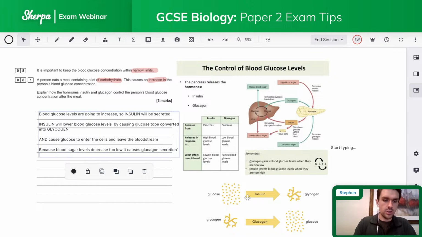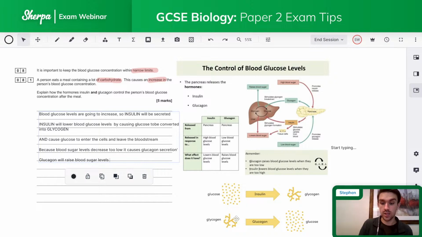And what does glucagon do? Well, we've just said glucagon will raise blood sugar levels. And again, we can explain why. We can say that it converts glycogen to glucose so that it can be released back into the bloodstream. Okay, so a good little bit of revision. A tricky topic, insulin and glucagon, a higher level topic if you talk about glucagon. So one there to remember.